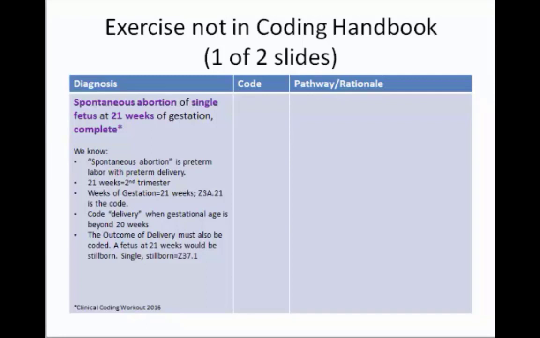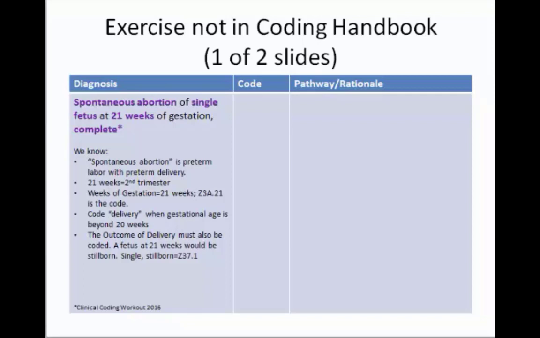Spontaneous abortion is really preterm labor with preterm delivery. So that helps you know how you're going to code it. 21 weeks is the second trimester. And if your gestational age is beyond 20 weeks, you're going to look up delivery instead of abortion.